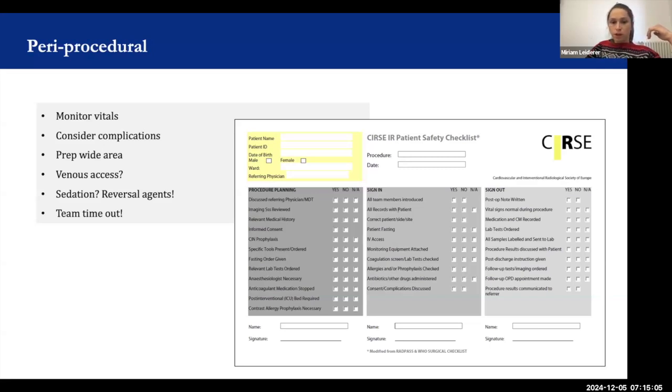You should always do a team timeout at least. CSA suggests a complete checklist also for procedure planning and for sign out. Usually, if you have good procedures in place that make sure you don't forget things in the planning phase or after the procedure, then you don't need this checklist. I think it just makes sure that you never forget. But team timeout should be the minimum, so you should always have a team timeout before you start the procedure.